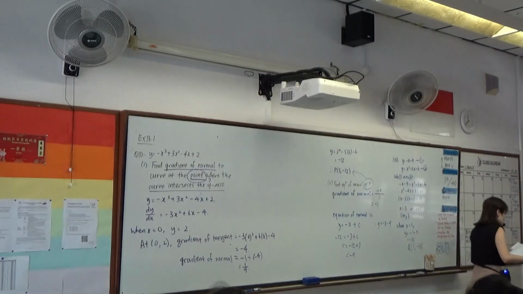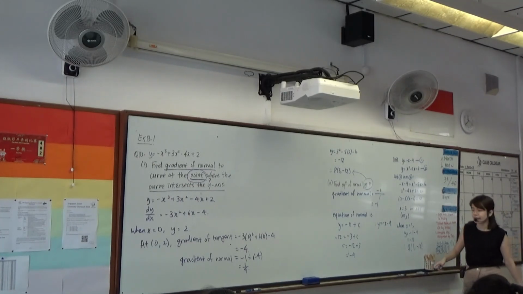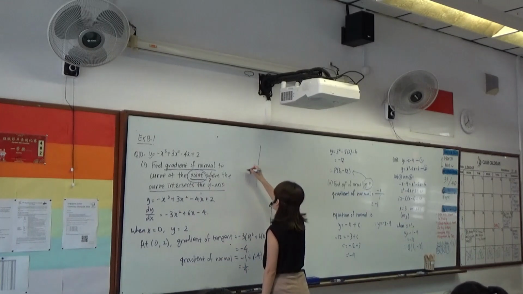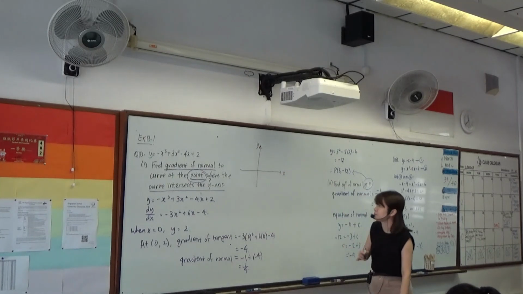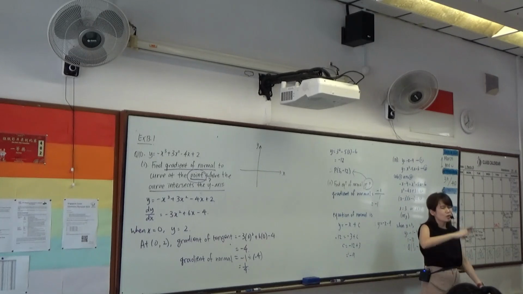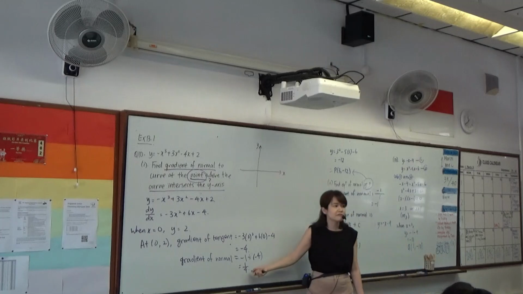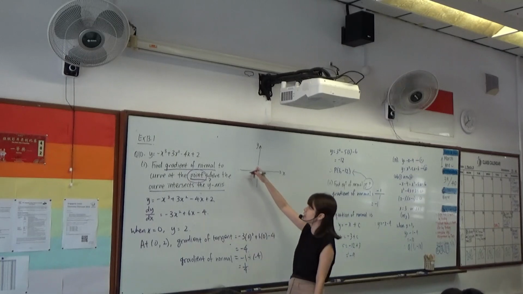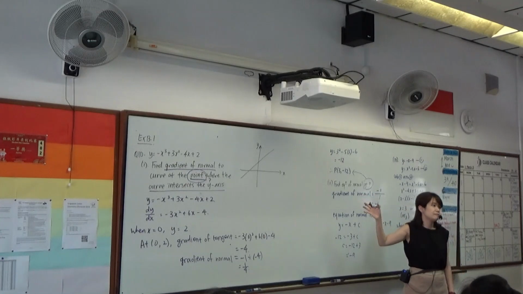Okay, so let's look at part 2. Find the angle this normal to the curve makes with the x-axis. What does it mean? I'm not going to care about the curve because our focus is on the normal itself. Our gradient of the normal is 1/4. That is a positive gradient value, so our line is upward sloping. I don't know how my line looks, but maybe let's estimate it to be like that.